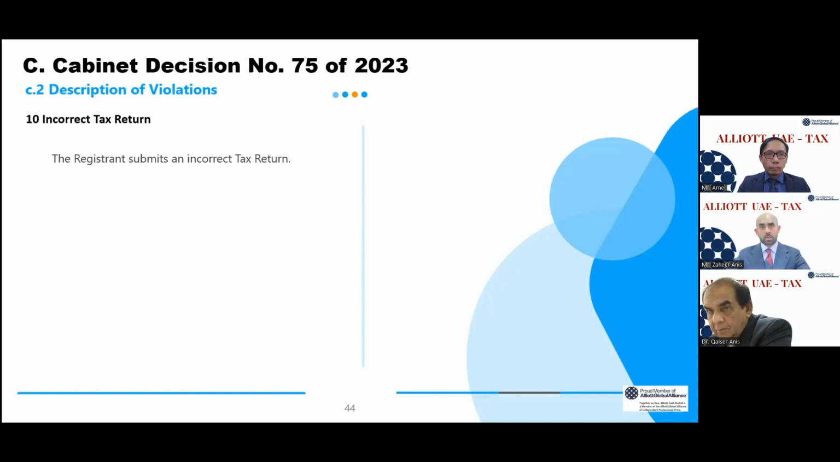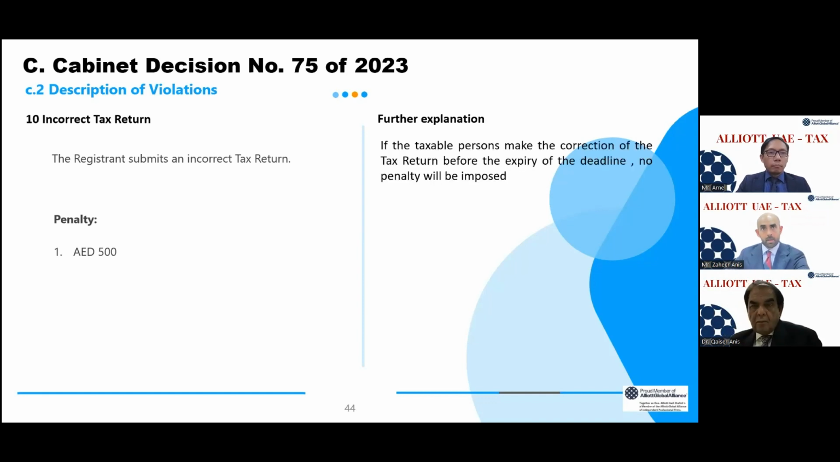What about an incorrect tax return? If a registrant has submitted an incorrect tax return, what would be the penalty? It's 500 dirhams, and they can make the correction before the expiry of the deadline. No penalty will be imposed. So do note that before the expiry of the deadline, if you decide to correct your tax return, that's fine. But after the deadline, it will be 500 dirhams.